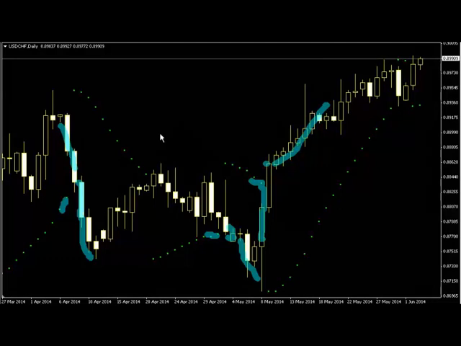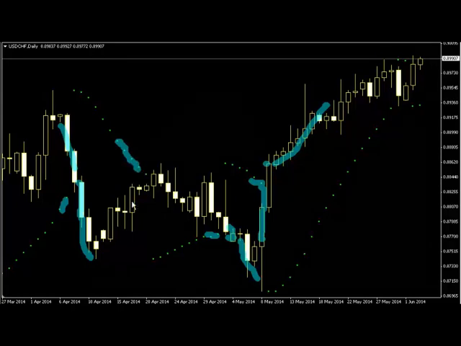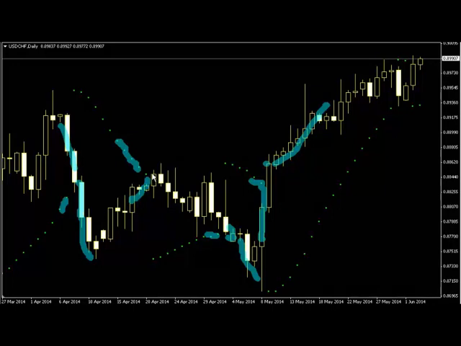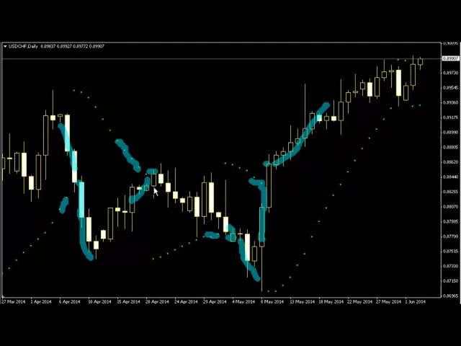Where is the stop loss? Look here. Parabolic is here, the price goes over parabolic and closes here. Stop loss is the entry bar low. If price goes down and stops over, it is stopped out. It's very simple and easy.